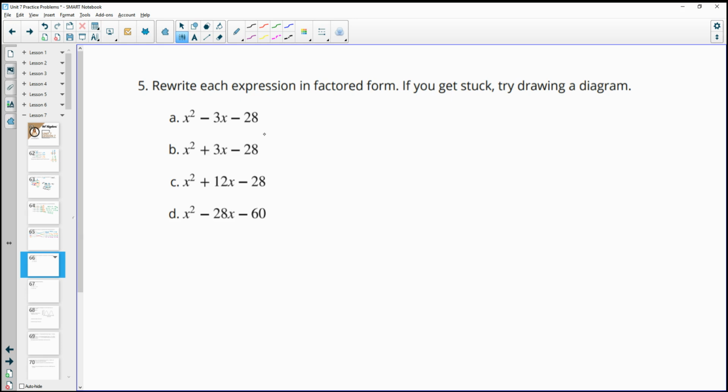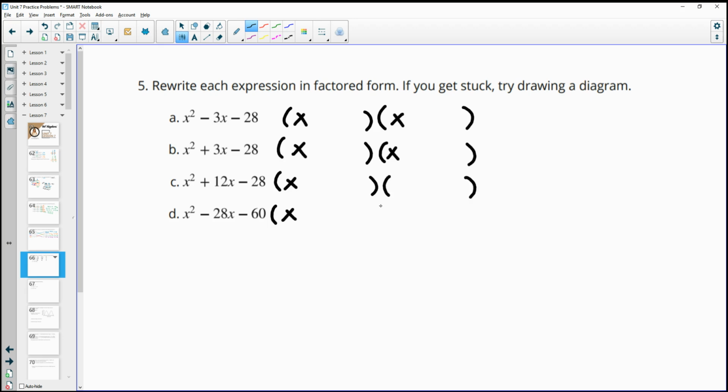Number 5, rewrite each expression in factored form. If you get stuck, try drawing a diagram. So for each of these, they're going to factor into binomials. So I'm just going to get this set up here for each one. We know it's going to be x plus or minus something times x plus or minus something, like we've been seeing in the last couple problems. So let me just get that set up.